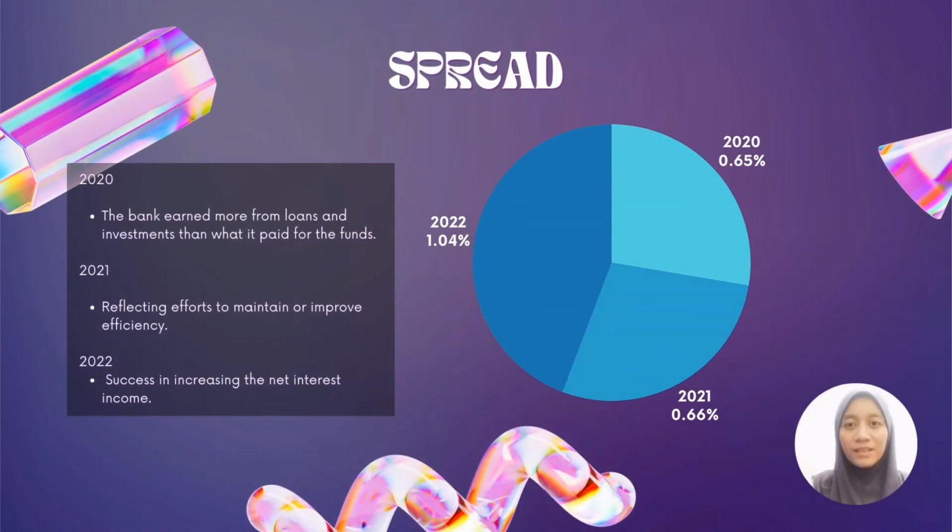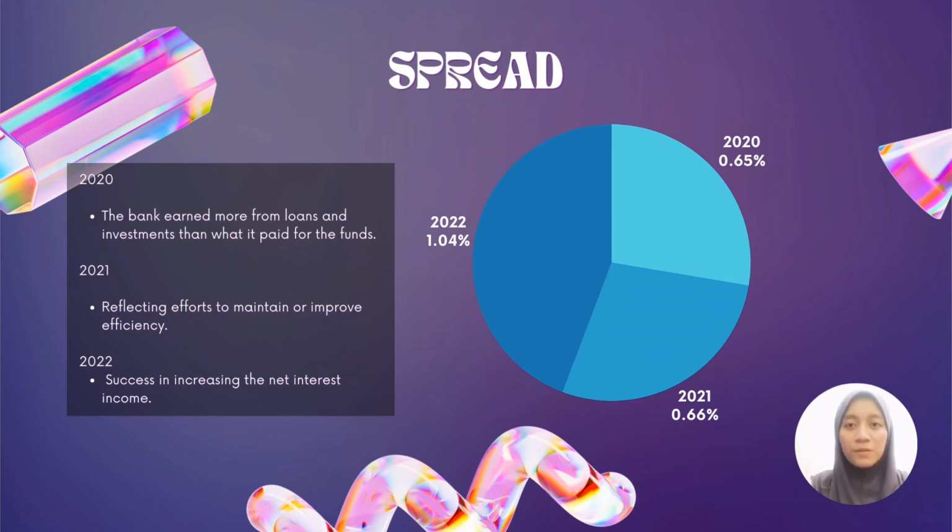In 2020, the spread was 0.65%. This means the bank earned 0.65% more from its loans and investments compared to what is paid for the funds. It reflects how well they managed the difference in interest rates during that time. In 2021, the spread increased slightly to 0.66%. Even though it's a small change, it is a positive sign. It shows the bank made efforts to keep or improve its efficiency in managing the difference between what it earns and what it costs, even with external pressures.